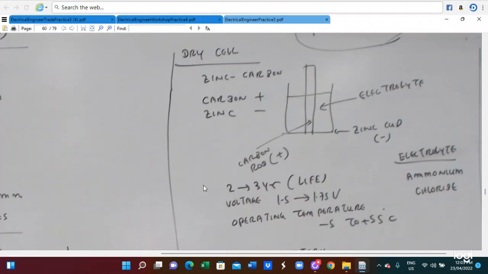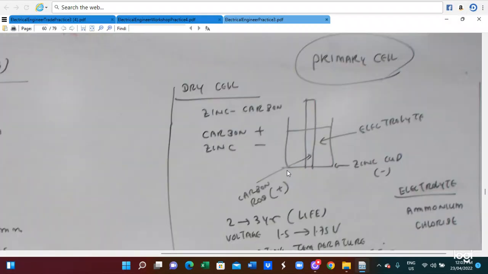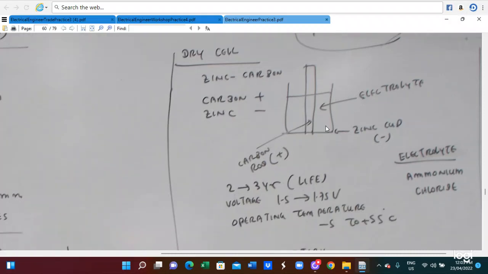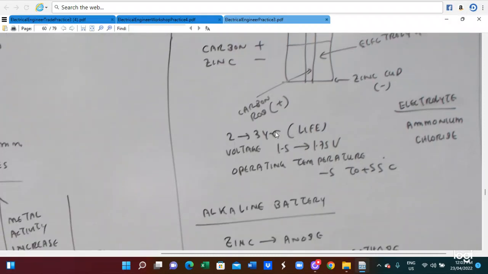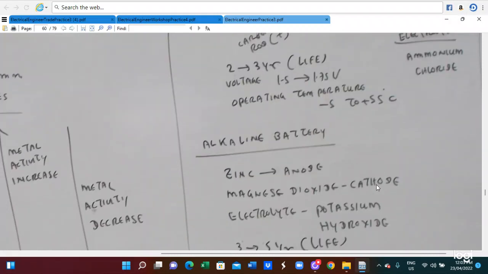So this is the dry cell, or primary cell. This is the zinc carbon cell, a carbon and zinc combination with an electrolyte. Zinc is the negative, carbon is the positive. They can have a 2 to 3 year life, voltage is 1.5 to 1.75 volts. Operating temperature is -5 to 55 degrees centigrade. The electrolyte utilized is ammonium chloride.